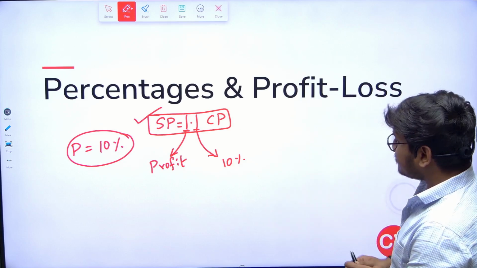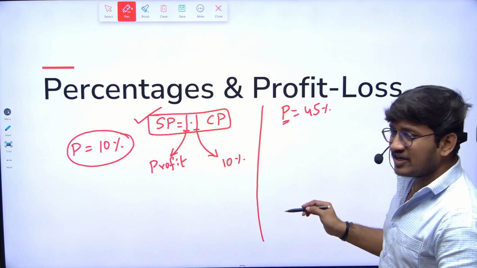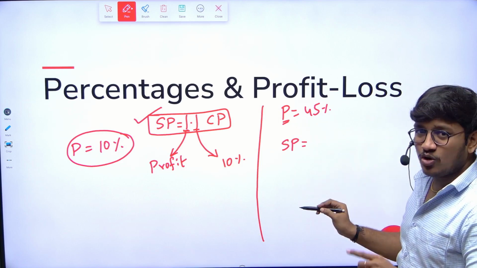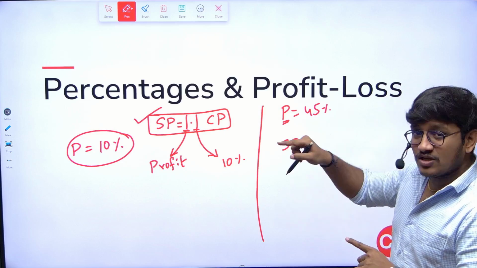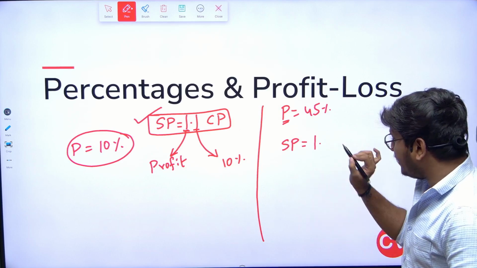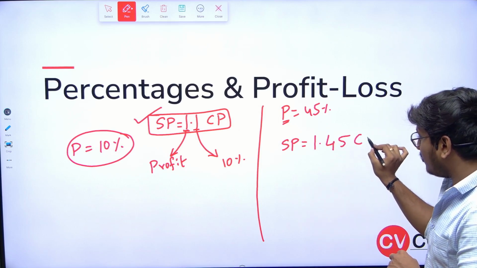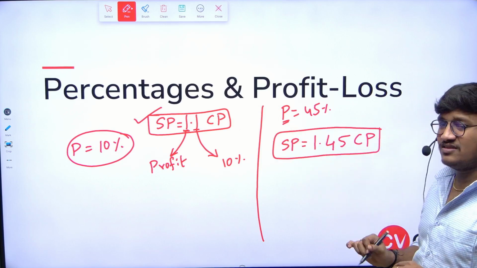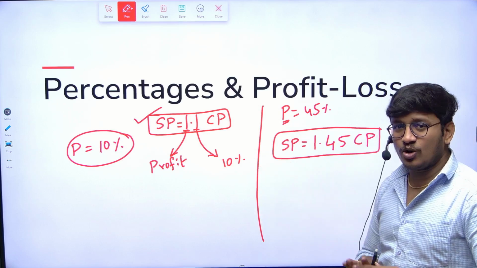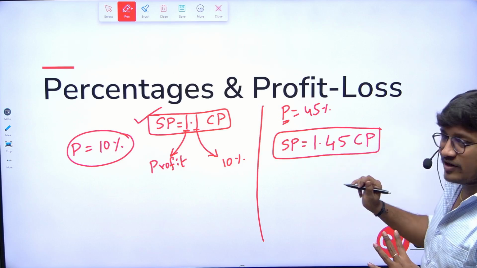Let's say I have a profit of 45%. Always you should start with selling price is equal to, and when it is a profit, obviously you should start with 1. If it is a loss, you should start with 0. Here it is a profit, so we start with 1 point. How much is the profit? 45% profit, so I should write 45 times of cost price. That's it. If you know how to write this, it is very easy. You will get to know slowly while solving questions. This shortcut will help you a lot in calculations in the exam. So selling price is equal to 1.45 times of cost price.